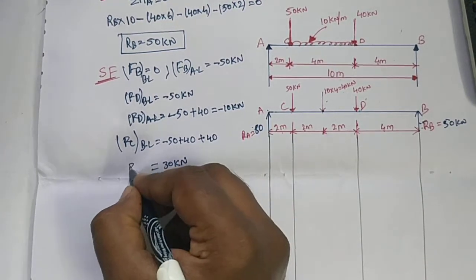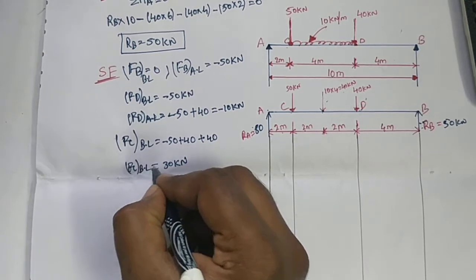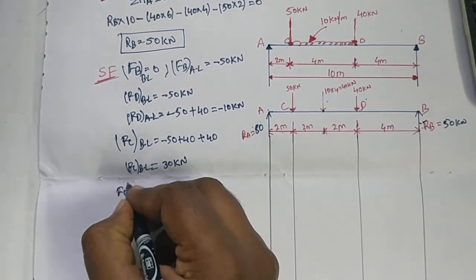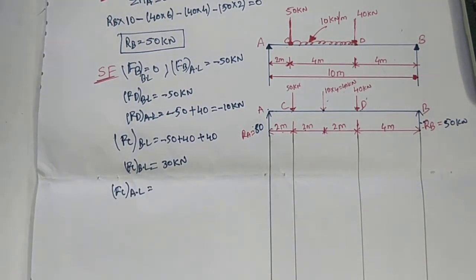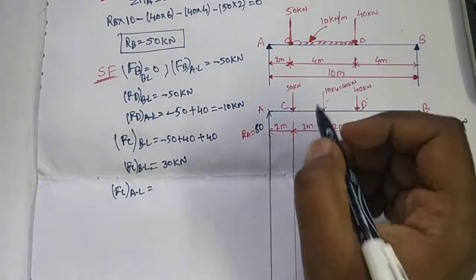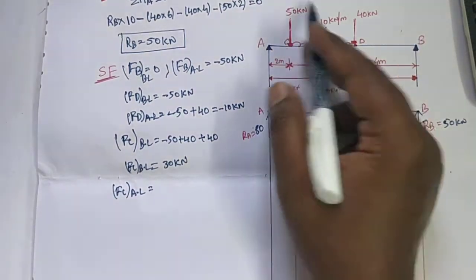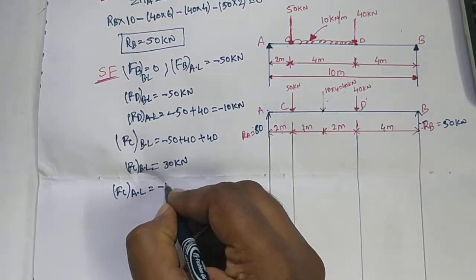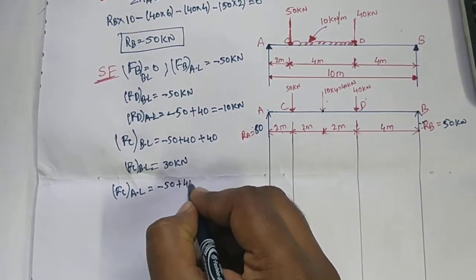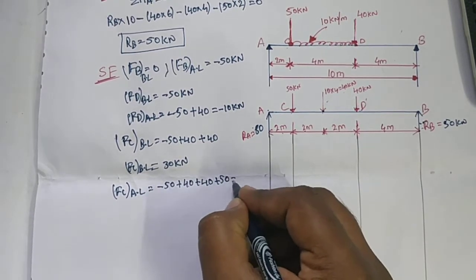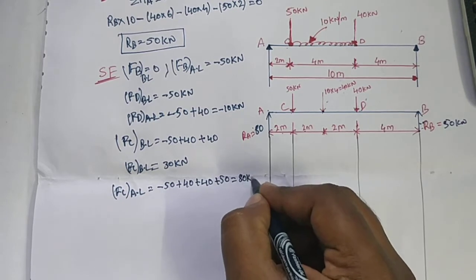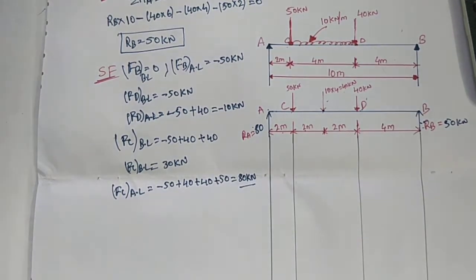Next is the shear force at point C before load. Similarly, we need to calculate the shear force at point C after load. After load means we need to consider this point load also, that is minus 50 plus 40 plus 40 plus 50, that equals 80 kilonewtons. 80 kilonewtons is the shear force value at point C.